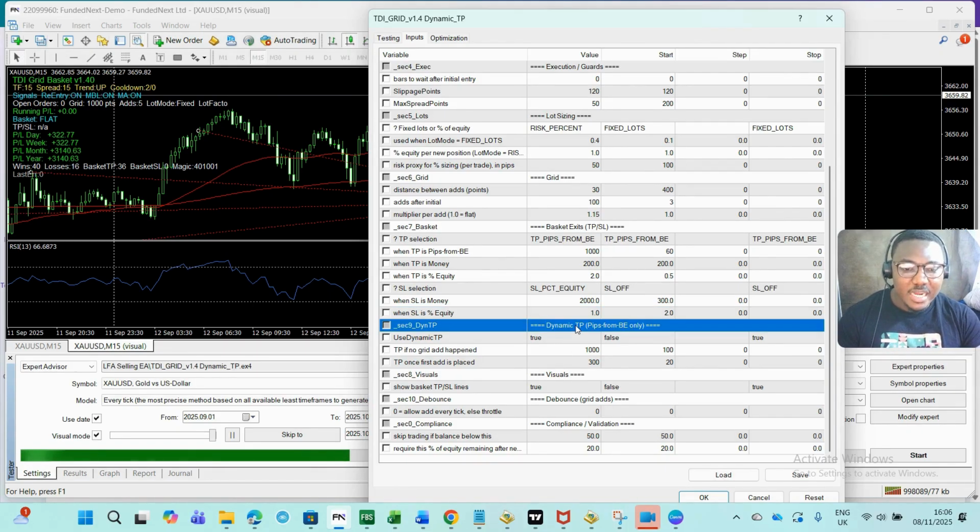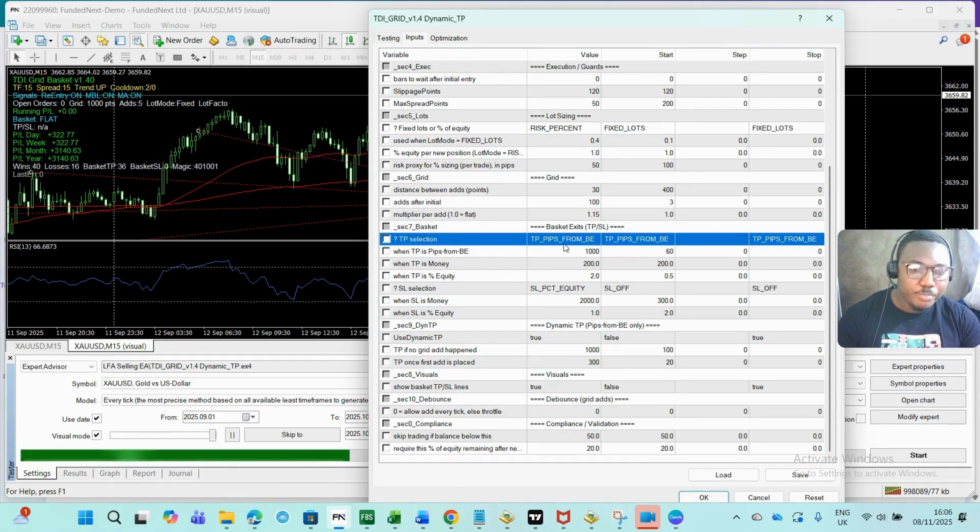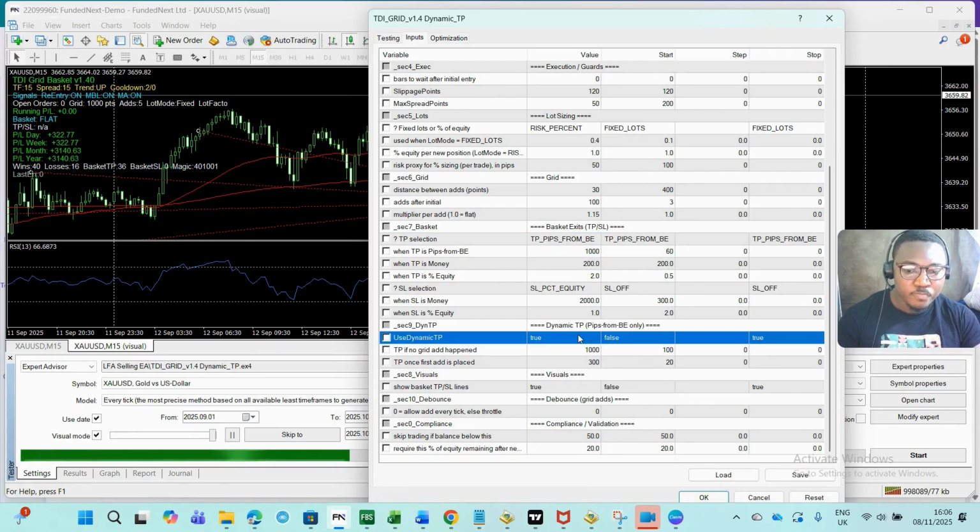Now the next one is dynamic TP. So let me explain what dynamic TP is. When your TP is set to TP pips from break even, you can also use the dynamic TP. You can say TP pips from break even only. If you set it to TP money, it will not affect this. If you set it to TP equity, it has nothing to do with this. But once you are set to TP pips from break even, you can set it to either true or false. If you set it to false, your TP will only be whatever you have here.